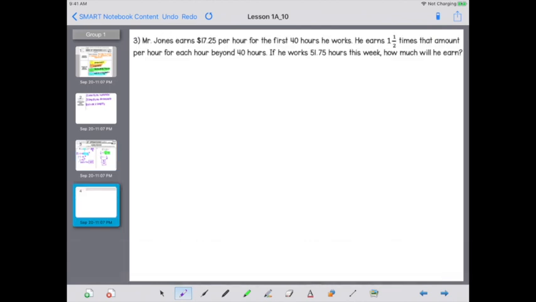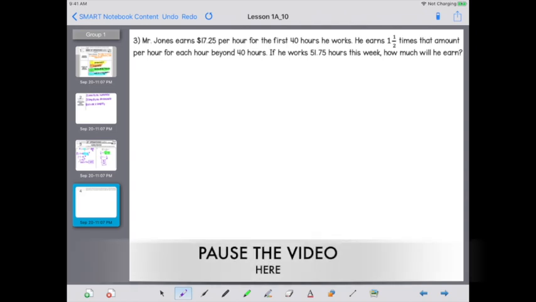For number 3, Mr. Jones earns $17.25 per hour for the first 40 hours he works. He earns time and a half times that amount per hour for each hour beyond 40 hours. If he works 51.75 hours this week, how much will he earn? Try this one on your own. Pause the video. It's a lot of components. Work it out and then come back and check your answer.